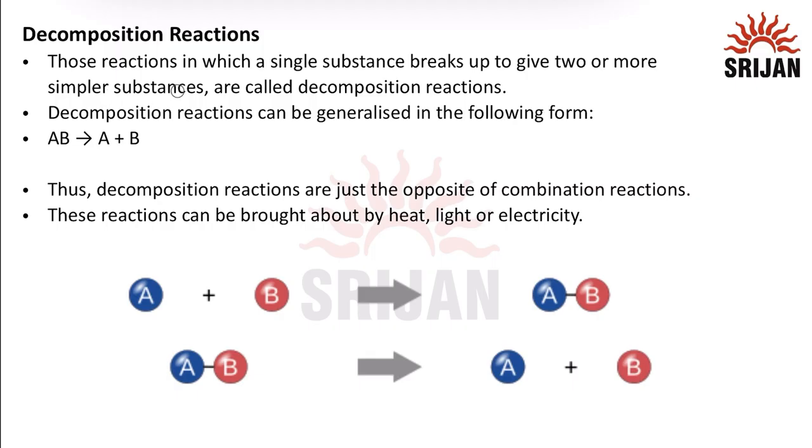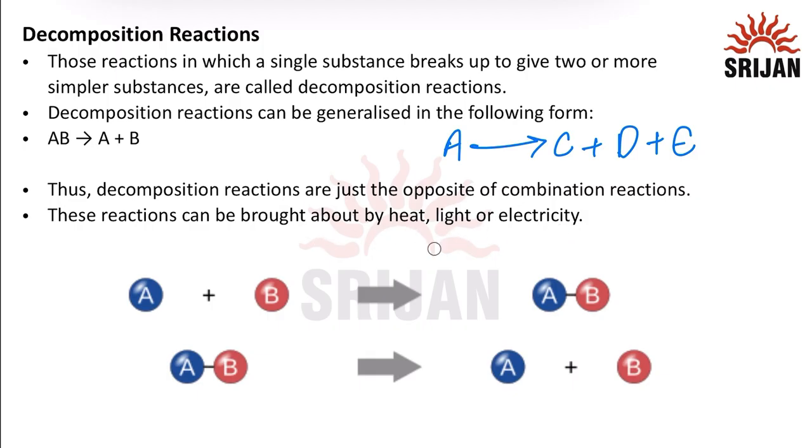Those reactions in which a single substance breaks up to give two or more simpler substances are called decomposition reactions. Generally we can write a decomposition reaction in this way, but it can also be like anything: A decomposes to C plus D plus E, for example. Thus, decomposition reactions are just the opposite of combination reactions. These reactions can be brought about by heat, light, or electricity.